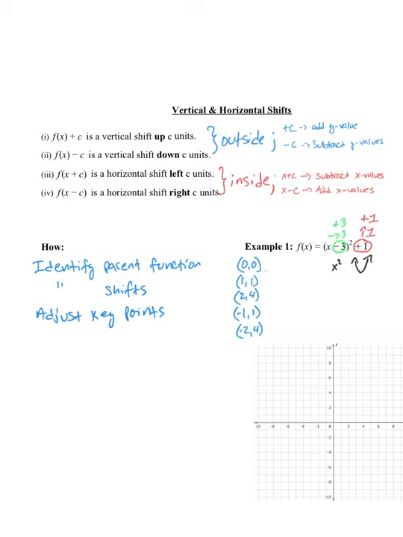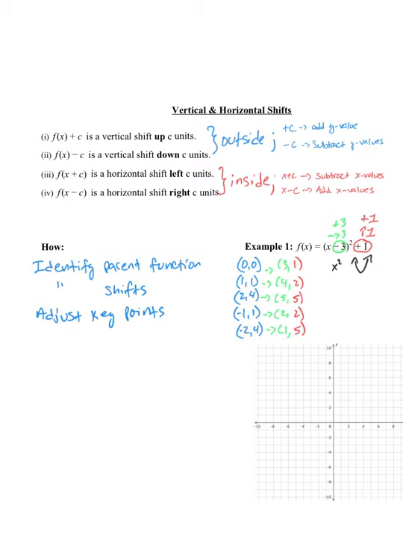So let's do our x values first. Our x values, I'm going to increase by 3. So the vertex is going to go to 3, 1 is going to go to 4, 2 is going to go to 5, negative 1 goes to positive 2, negative 2 goes to positive 1. Now we're going to do my y values. My y values are increasing by 1, so that goes to 1, that goes to 2, that goes to 5, that also goes to 2, and that also goes to 5. Now I have my brand new shifted points from the original parent function.